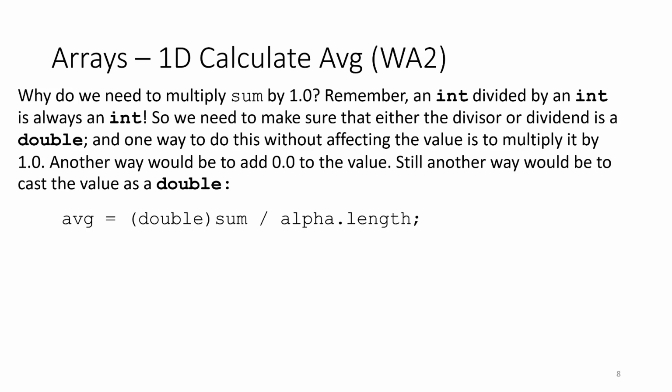Why do we need to multiply the sum by 1.0? Well, remember that an int divided by an int is always an int, so we need to make sure that we're doing double arithmetic. So either the divisor or the dividend has to be a double. One way to do this is to multiply one of the values by 1.0. Another way to do it would be to add 0.0 to the value. Still another way would be to cast one of them as a double.